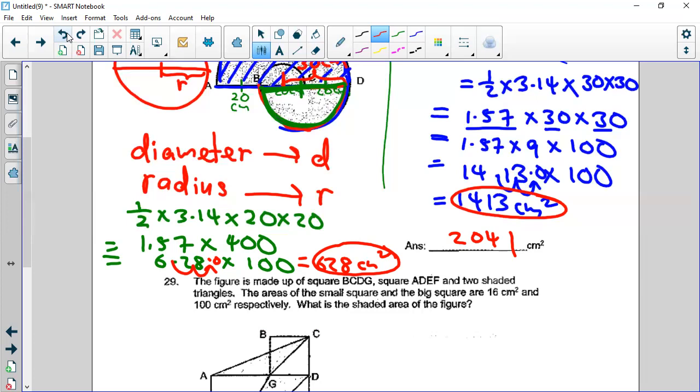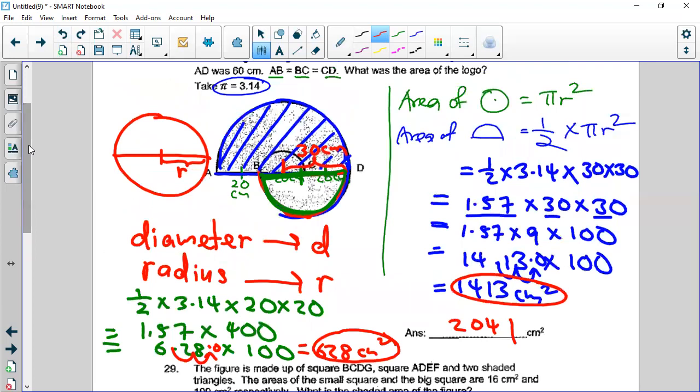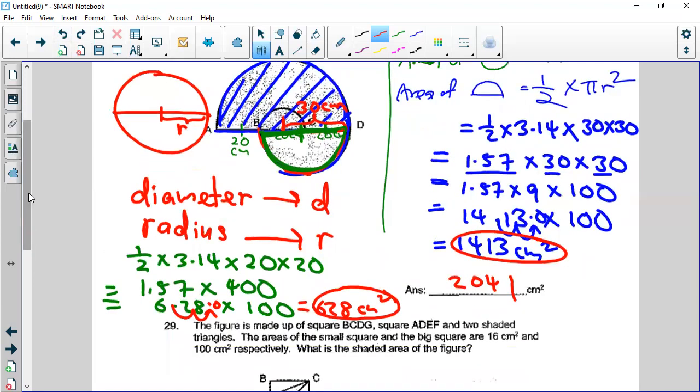Quite a lot of things to write, a lot of things to work out. You can see I have a lot of steps, but when you do it, you may be able to do it a bit faster, with fewer steps, so it's fine. Let's quickly go to question 29. We are over time already.